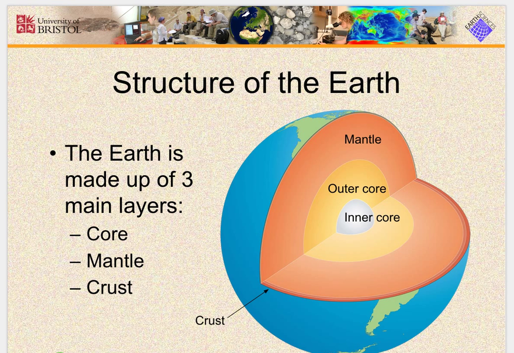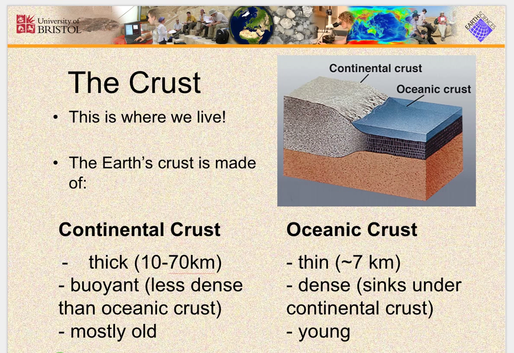We're going to review that the structure of the Earth is made up of about three main layers. You have the inner core, the outer core, and the mantle. And then on the very outside, you have the crust. The crust is where we live. It's made up of two different types. There's continental crust, and then there's oceanic crust.